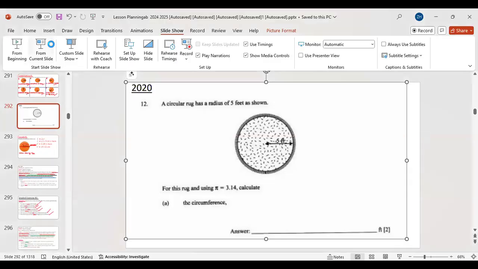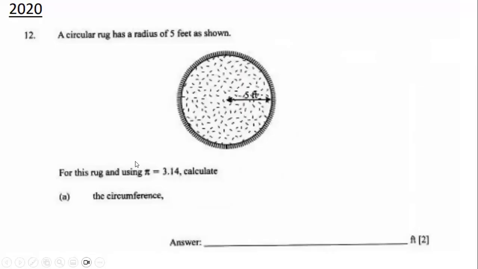All right, so what did you all get for this question? 31.40. 31.40. Very good. Did anyone else get that? 31.4 feet. I got it. Very good.